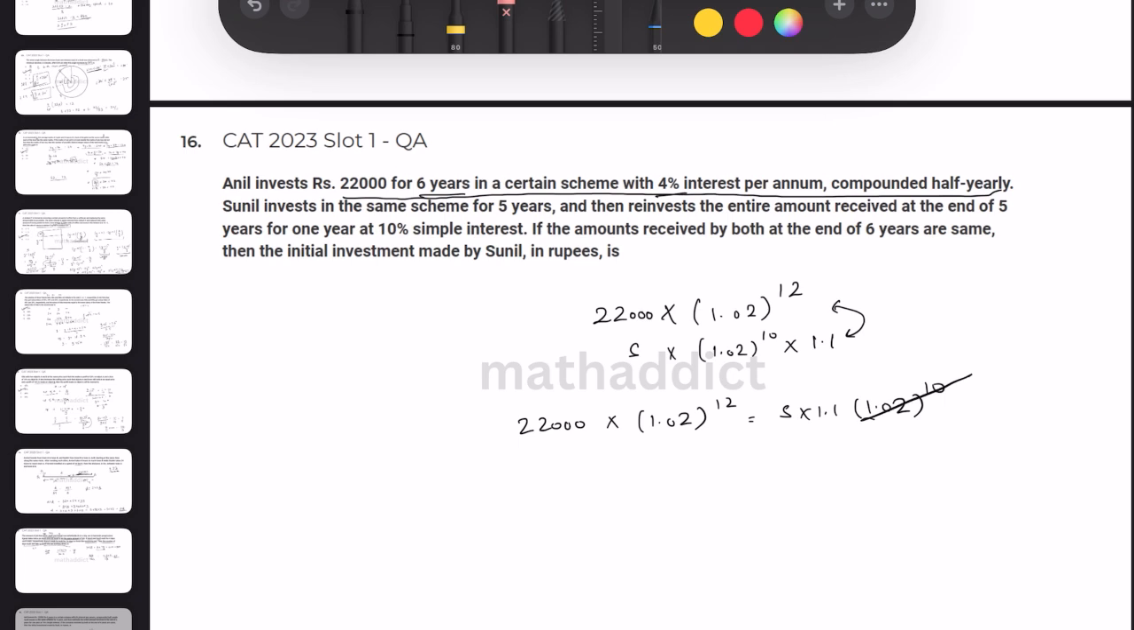So this gets cancelled and we are left with a square term here. And this gets cancelled. This becomes 20,000. So this is 20,000 into 1.02 squared. It's 20,000 into 1.0404. So the amount becomes 20808. So this is our answer.